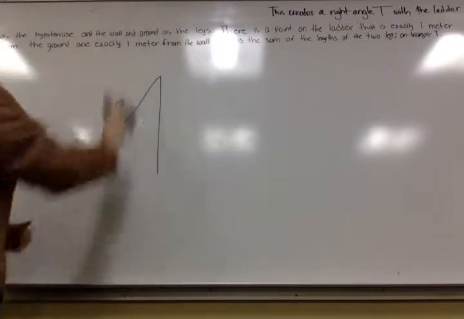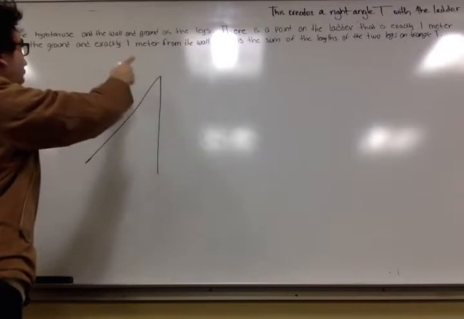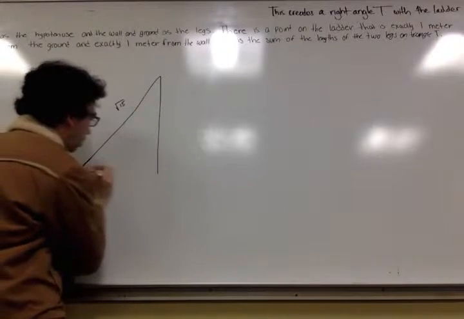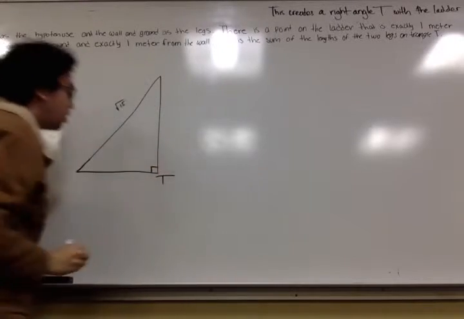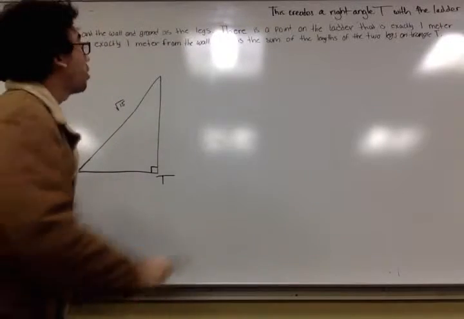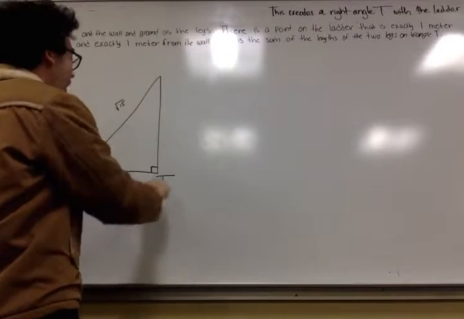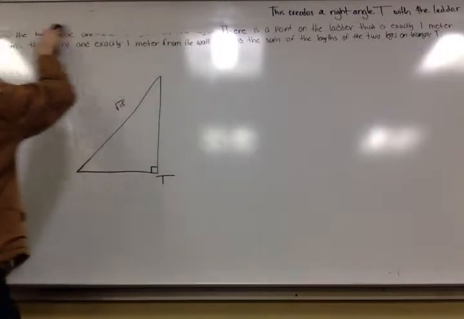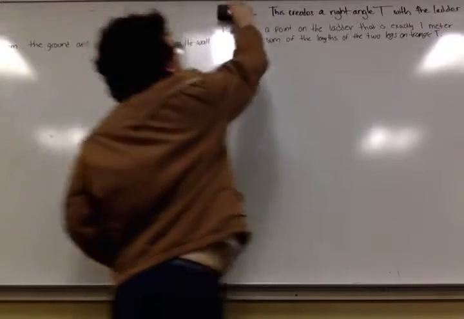Okay, next part of the problem. This creates a right triangle T with the ladder as the hypotenuse. So here's the ground. I'm going to draw the ground too. And this creates a right angle, which the problem calls T. Now, can you see that? Yes, you can. The wall and the ground are the legs, so these are now legs of this right triangle. Okay, cool. So let's get rid of that now. Hopefully we can do this in one take.